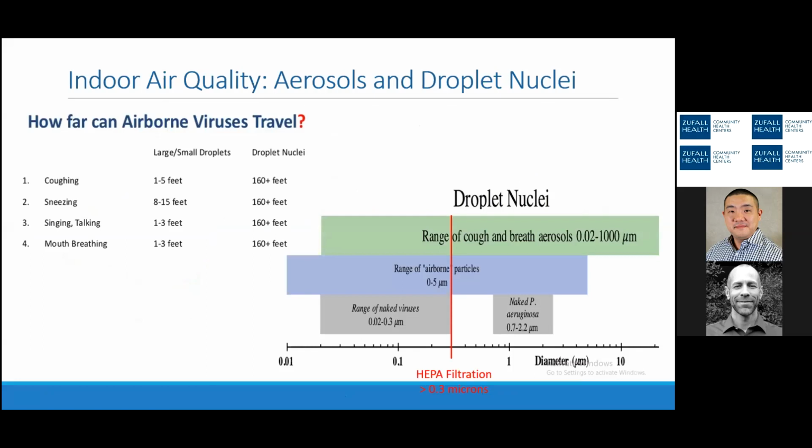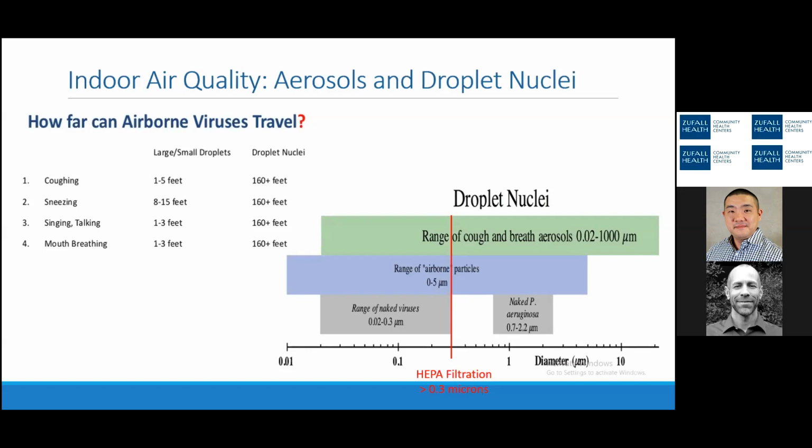So looking a little more into the droplet nuclei, we can see first in this table on the left, the large or small droplets before they become a droplet nuclei are fairly limited in the distance that they can travel. And we've all probably heard of the distance of 6 feet or 15 feet for sneezing. Now that distance refers again to these large droplets, not the droplet nuclei. The droplet nuclei can also cause infections, so we have to be concerned of those as well.